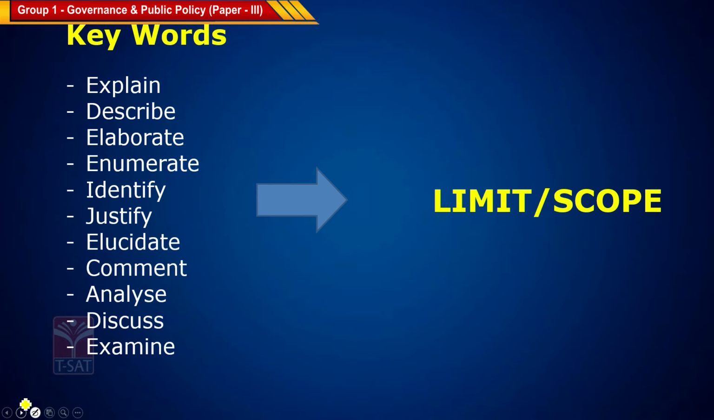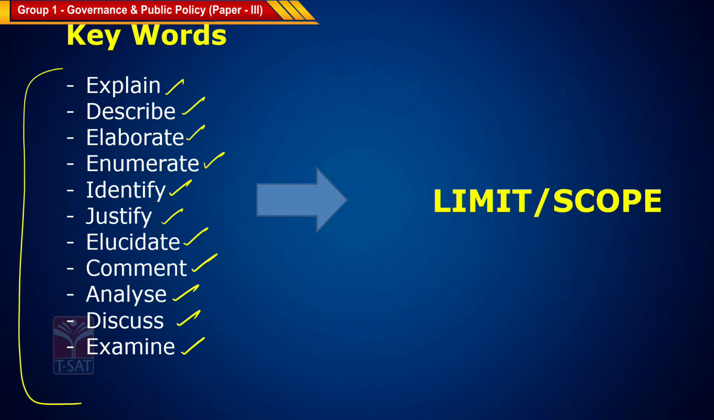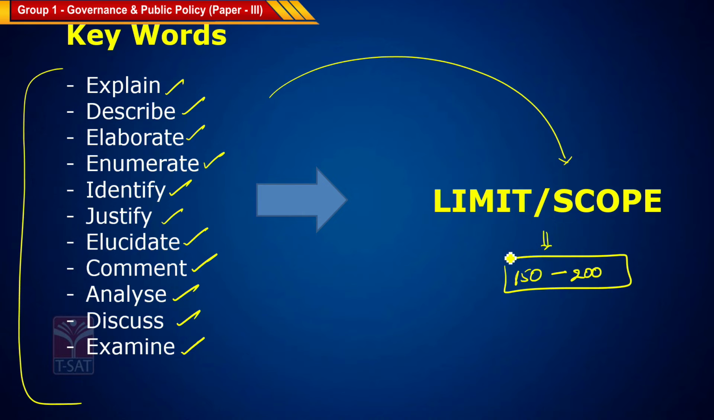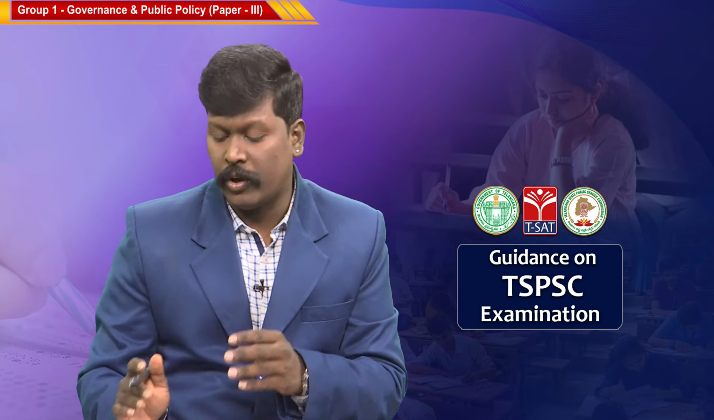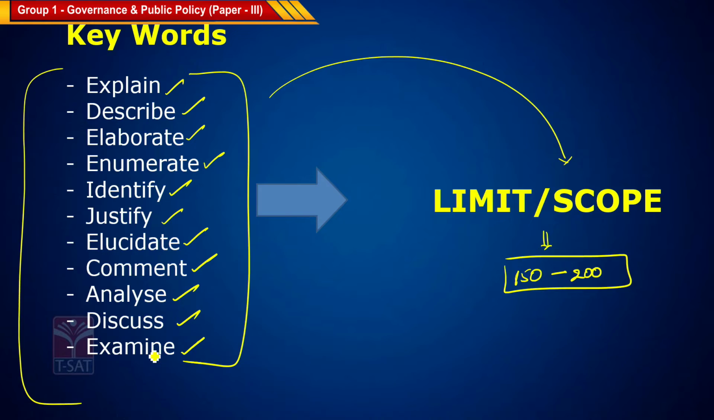These are the types of keywords we have. Whenever you look at any question, you have explain, describe, elaborate, enumerate, identify, justify, elucidate, comment, analyze, discuss, examine. All these are keywords. These keywords limit the scope of the answer, and make sure you write the answer in 150 to 200 words. Not everything on that particular topic is important. These keywords are important for you to know what to write.